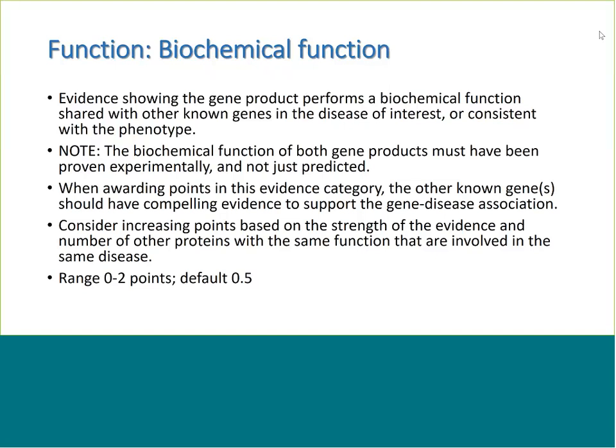When awarding points in this category, the other known genes should have compelling evidence to support their gene disease association. So if your gene of interest shared a function with another gene which had very, very limited evidence for association with that disease, you might not want to count that. You can consider increasing points based on the strength of evidence and the number of proteins with the same function that are involved in that same disease. The range of points is 0 to 2, and our default is 0.5.